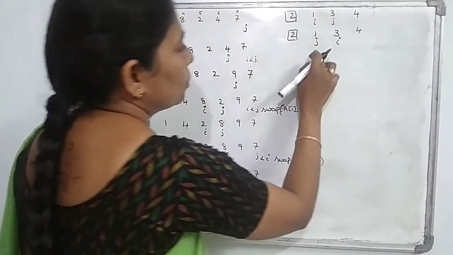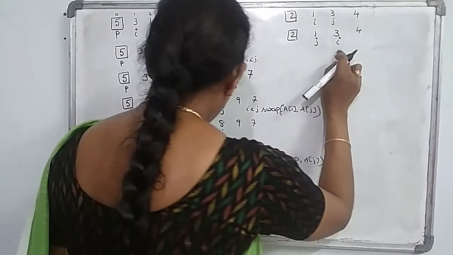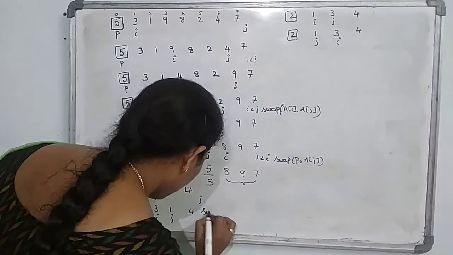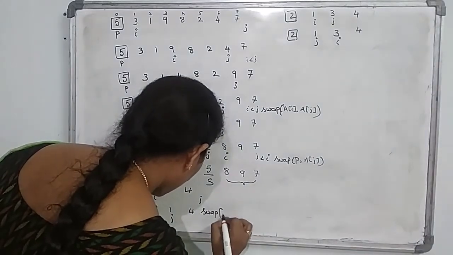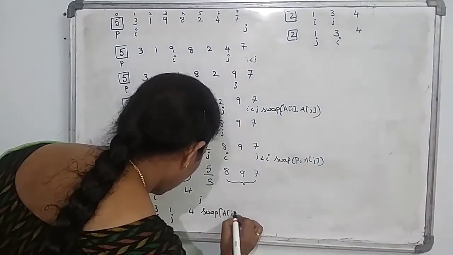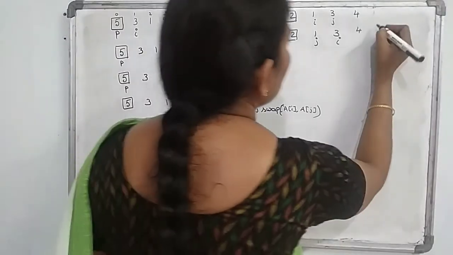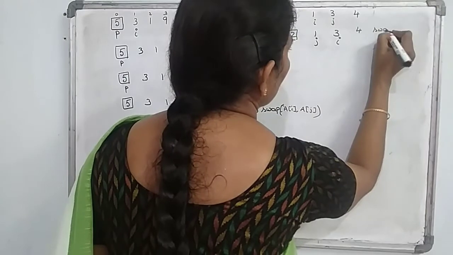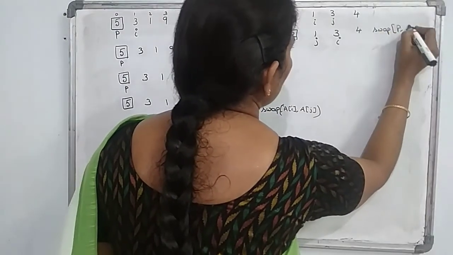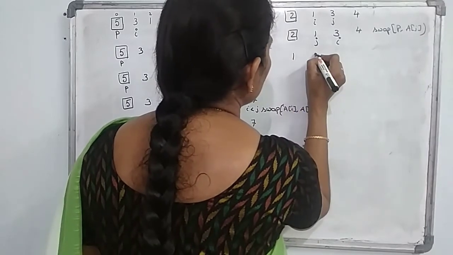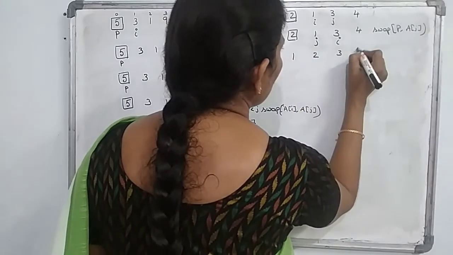1 is less than 2. So j is less than I. Then you can apply the swapping. In that you can swap the pivot and a of j, not a of I comma a of j. That means 1, 2, 3, 4.